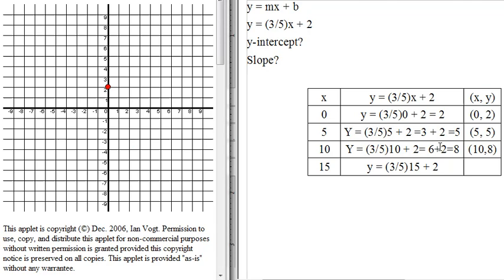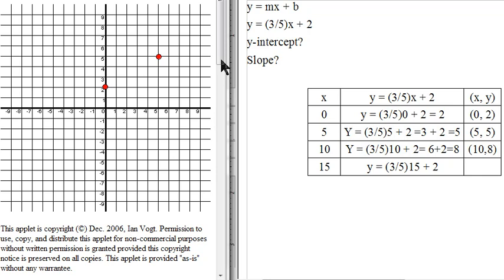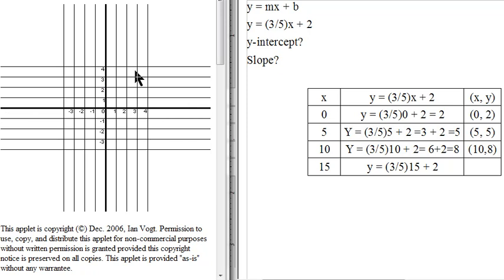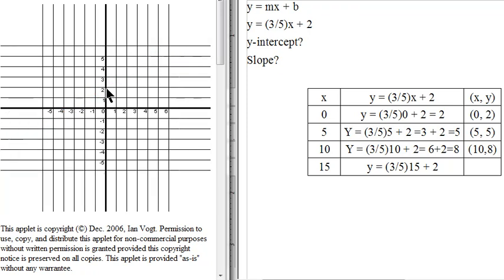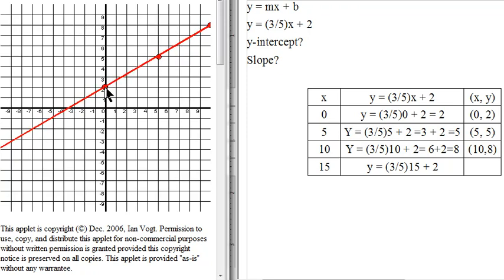So over here on my graph, 5, 5 is going to be right here, and then 10, 8, see, I might have to go over a little bit. 10, 8 is going to be over 10, up 8, right there. See, point, okay. And so the graph of this line would go through those points, looks like this.